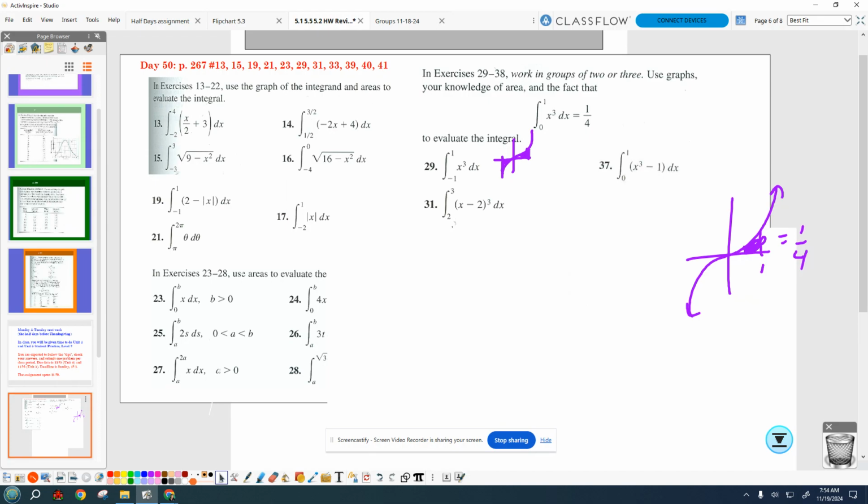I just wasn't getting the right answer. Okay, what does this look like? What is that graph? X minus 2, just translate 2 to the right. So it says move it over 2 units to the right. So it looked like this before, and now it's just moved over 2. And I'm asking you to integrate from 2 to 3. What's that gonna be?